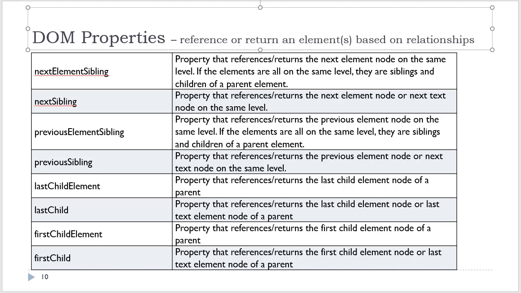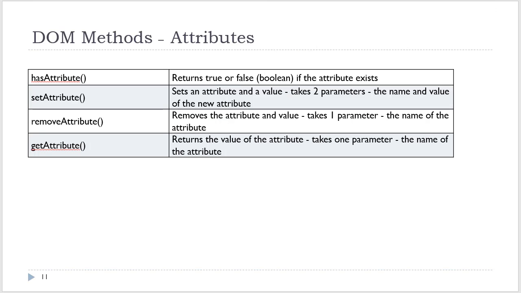We also have some very useful DOM properties returning or referencing elements based on the parent-child sibling relationship. And I have an example in another video. We also have some very nice methods that allow us to manipulate attributes. We can check to see if the attribute exists. We can set an attribute value. We can remove it, and we can return it for purposes of comparison.